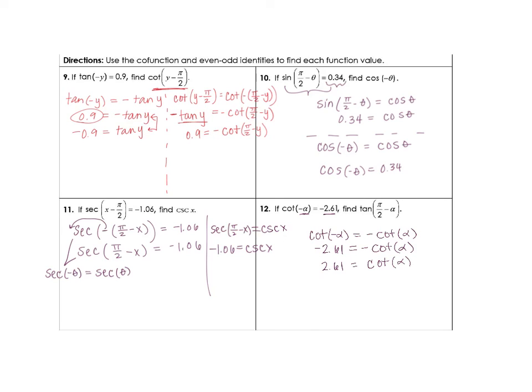And so here we also are given that tangent of pi over 2 minus alpha. We know that's equal to cotangent of alpha. So a nice little substitution here. We see that tangent of pi over 2 minus alpha is equal to 2.61.